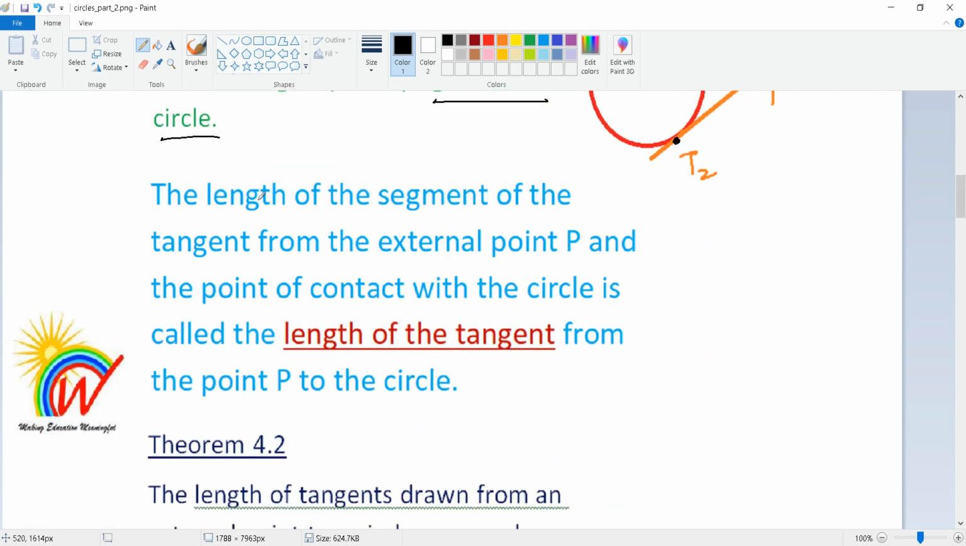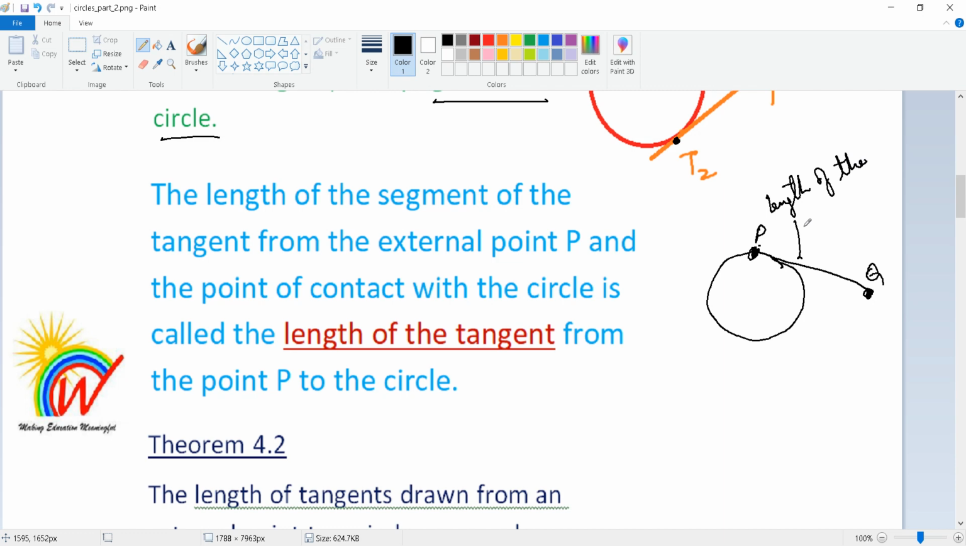The length of the segment of the tangent from the external point P and the point of contact with the circle is called the length of the tangent from the point P to the circle. So what they're saying is, if you have a circle and a point over here, then this is the tangent, and this is the point of contact of the tangent. So this PQ is what is called the length of the tangent. That's all.